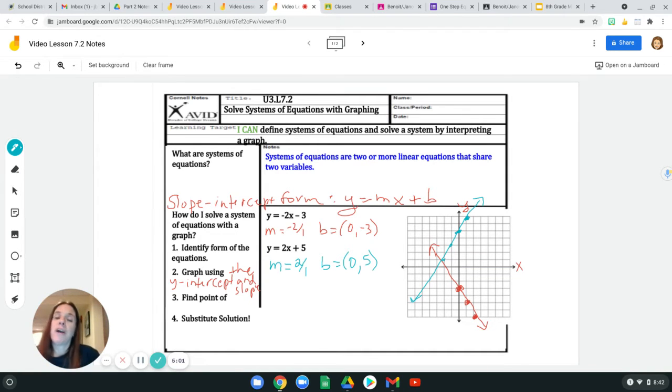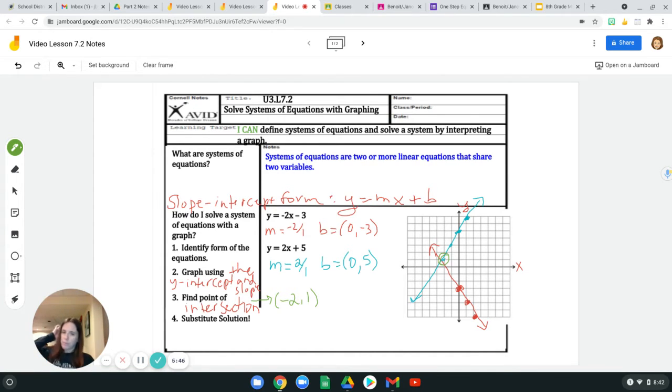All right, so we identified the forms and we graphed using the slope and y-intercept. So now we're on step 3, which is to find the point of intersection. Where do they meet? Intersection. Right, and that looks to be right here. My red line isn't super straight, but the point of intersection I have circled in green, and I'm going to figure out that ordered pair by starting at my origin. I go left 2 on the x-axis and up 1. So the point of intersection is -2, 1.